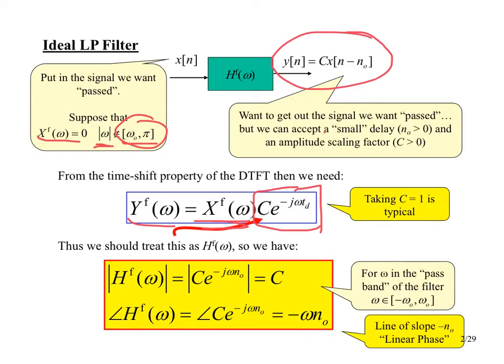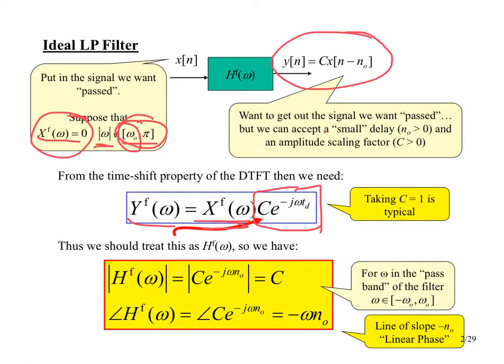Now remember, we want that only over the range where the input signal is non-zero. So we want that out to omega 0, but then from omega 0 up to pi, we'd like the magnitude to be constant. So we can specify this here.